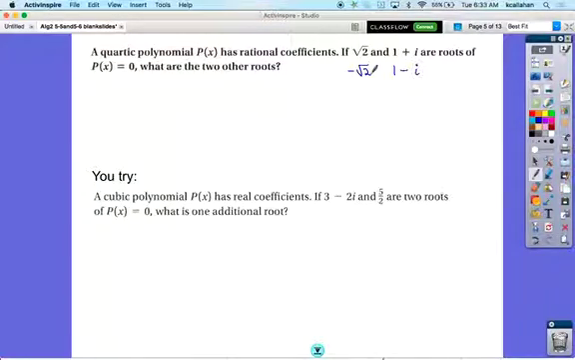Try to do the same thing here. This one is a cubic polynomial. It has roots of 3 minus 2i and 5 halves. So what is one additional root? So hit pause. When you're done, hit play. So a cubic polynomial, because it's x to the 3rd, has 3 total roots, and 2 of them are given here. One of them is an imaginary number, which must have a conjugate pair of 3 plus 2i. Right? Now there's your 3 roots.